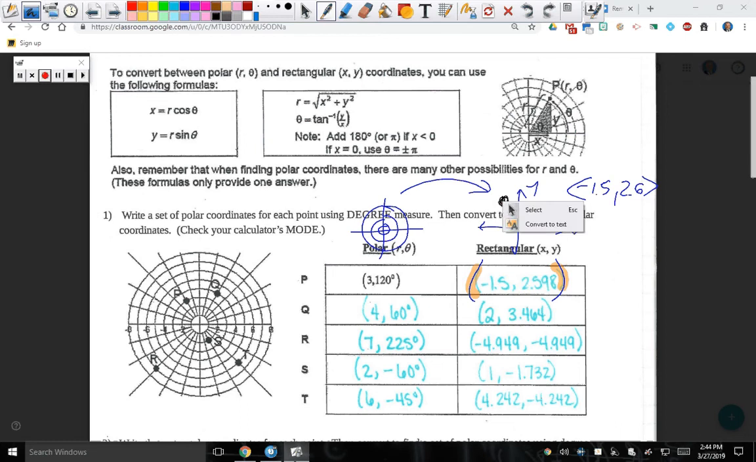Look at this. If I were to create this as an xy graph, negative 1.5 is about right here, and then y is 2.5, which is about here. So if I piece those two together, the point is P. You with me? Parentheses, point. Parentheses, point. The V's are the vectors. We good? Which is the line.